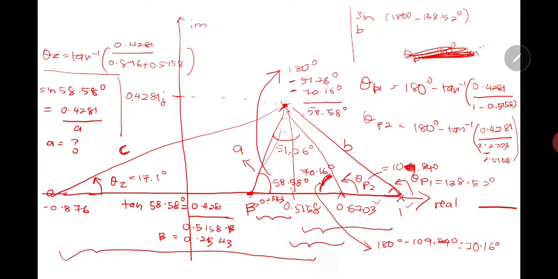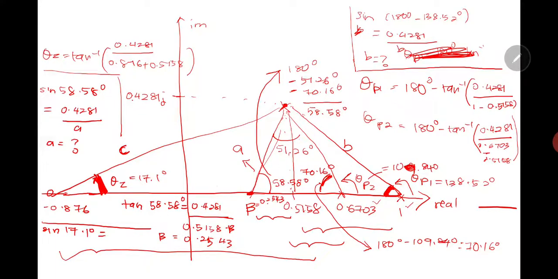The sine of this small angle is equivalent to the opposite length, which is 0.4281, over the length of B. So from here you can get B. Similarly for C, the sine of this angle, 17.1 degrees, is equal to the height 0.4281 divided by C. So from here you just rearrange to get C.